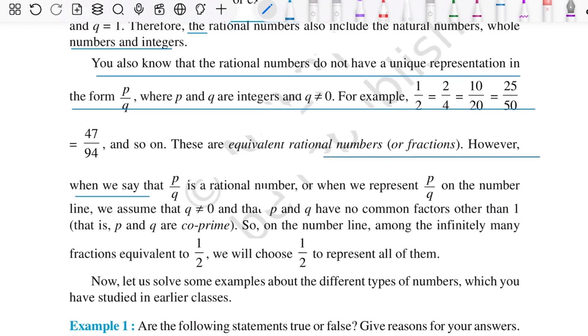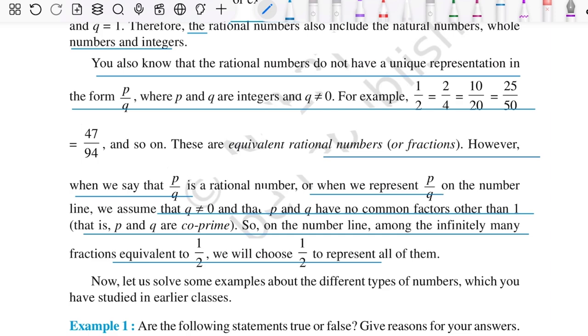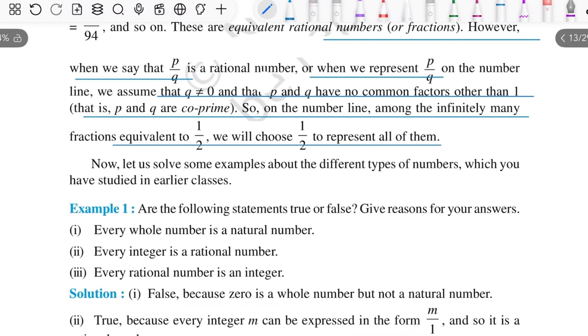However, when we say that p by q is a rational number, or when we represent p by q on a number line, we assume that q is not equal to 0 and that p and q have no common factors other than 1, that is, p and q are co-prime. So on the number line, among the infinitely many fractions equivalent to 1 by 2, we will choose 1 by 2 to represent all of them.